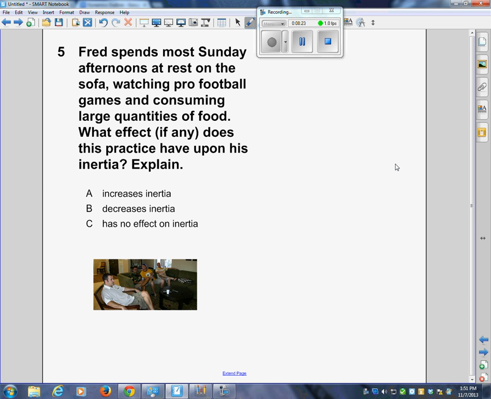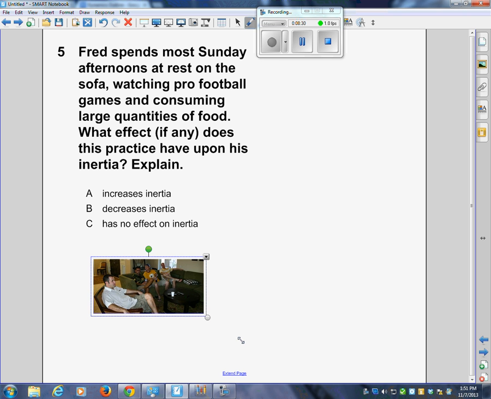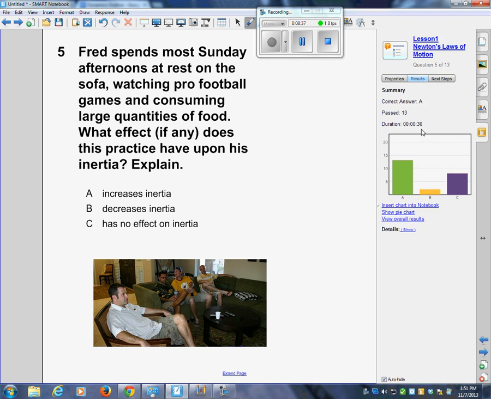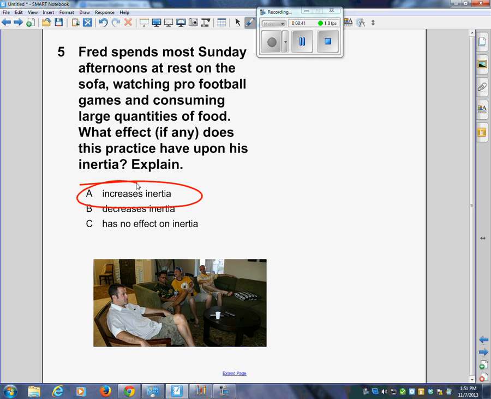Anyways, what effect, if any, does this have upon his inertia? Here's Fred watching the Packers play down here. What happens to his inertia if all he does is sit around watching football games and eating chips? Increases inertia. Increases his inertia. What is inertia really? Well, it has to do with mass, right? But think about it, if something's got a lot of inertia, it's hard to accelerate it, either to get it up to speed or to slow it down.